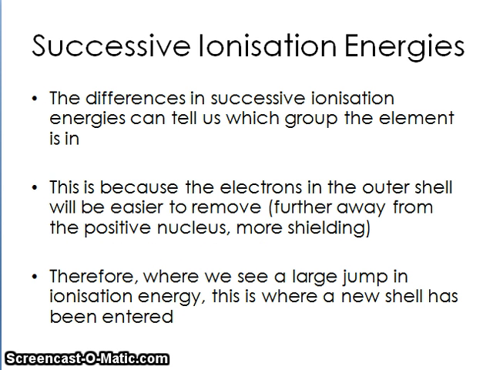However, we can use the successive ionisation energies to work out which group an element is in. So if you have a graph of the successive ionisation energies, or if you've got a chart giving you the figures, then you can work out which group it's in. And the reason you can work this out is because the electrons in the outer shell are going to be easier to remove because they're further away from the positive nucleus and they have more shielding. So therefore, when we see a large jump in ionisation energy, that's when a new shell is going to have been entered.